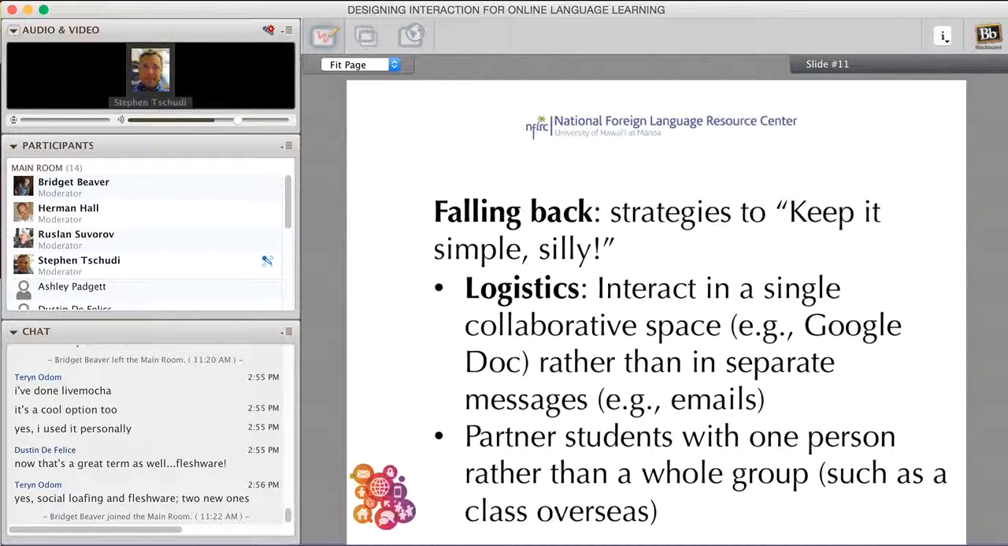And you're going to end up with a gajillion emails that you have to figure out how to organize. And so email can be quite difficult. The next one is to partner students with one person rather than with a whole group. So instead of going group to group, since you're in this isolated, atomized online environment, it's probably a better strategy to have students ePal one-to-one than to try to make your group into a group to interact with another group.